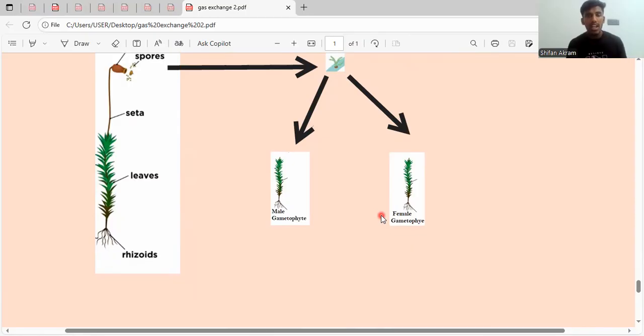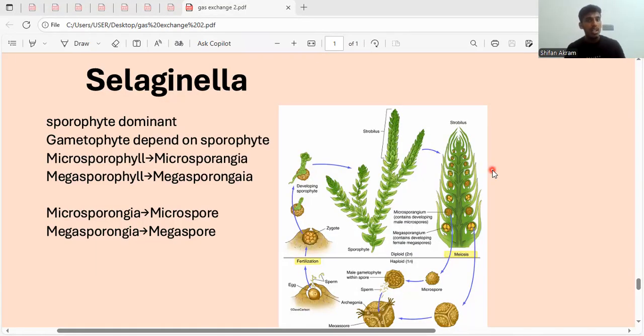Now let us take a look at the life cycle of Selaginella. Now unlike Pogonatum, Selaginella is a vascular plant which belongs to the phylum Lycophyta. And Selaginella has a dominant sporophyte generation, which means they have diploid cells. And this is the sporophyte of Selaginella. And on the branches we have the strobilus. This strobilus has the megasporophylls and the microsporophylls. So the megasporophyll contains the megasporangium, and the microsporophyll contains the microsporangium.